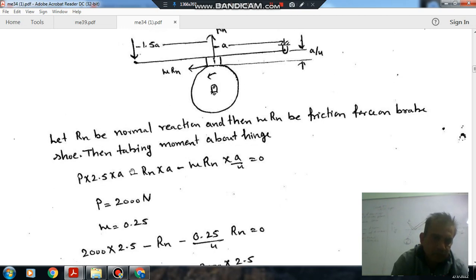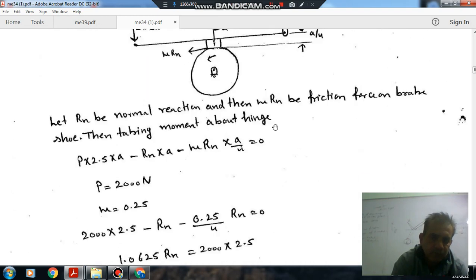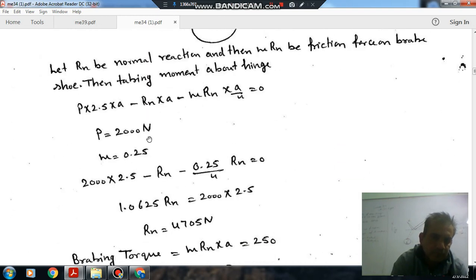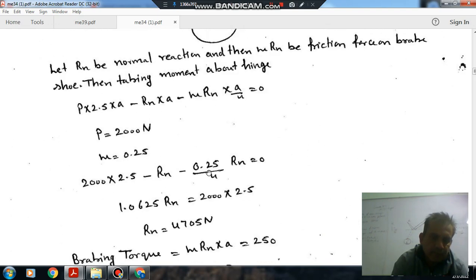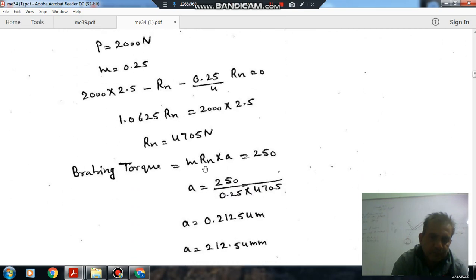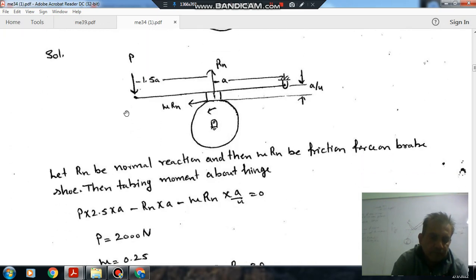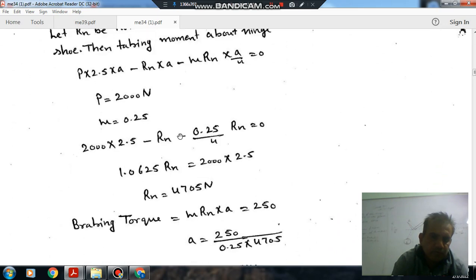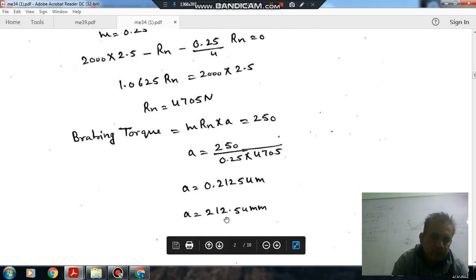As P is given as 2000 Newton and mu is given as 0.25, now putting the values we can get Rn. Rn here is 4705 Newton, and braking torque is nothing but mu Rn into A, friction force into radius of drum. Braking torque is given, that is 250 Newton meter. So putting the value of mu as 0.25 and Rn as 4705, A comes out as 212.54 mm.